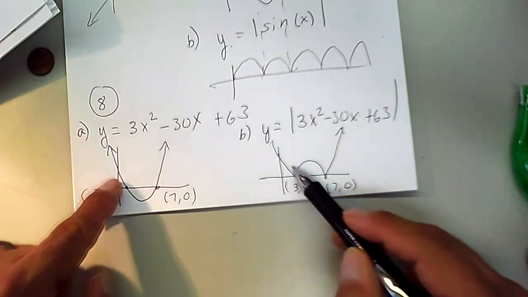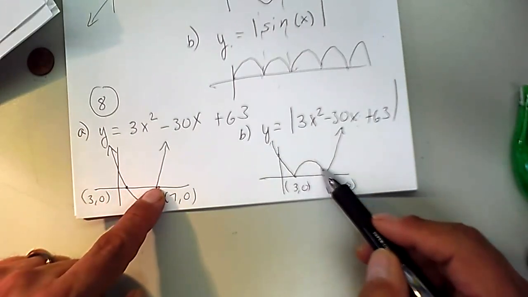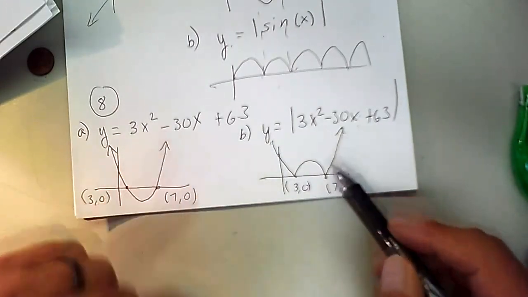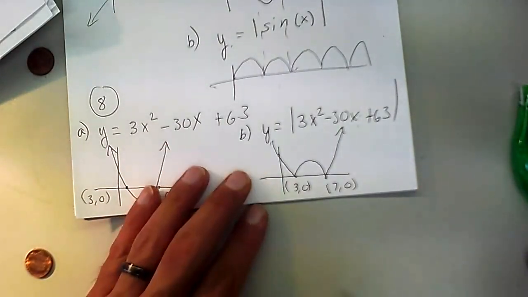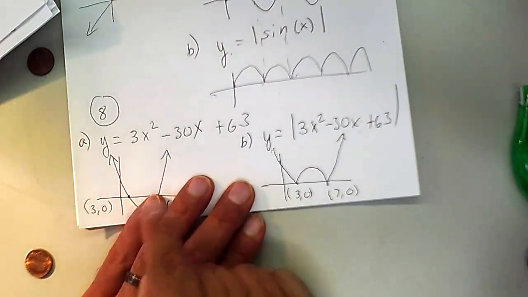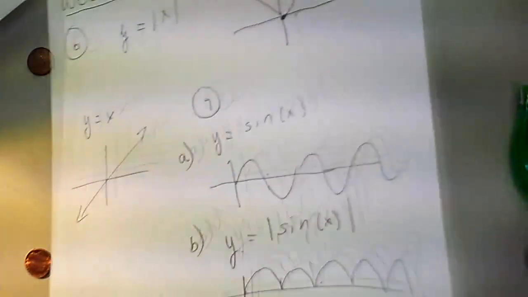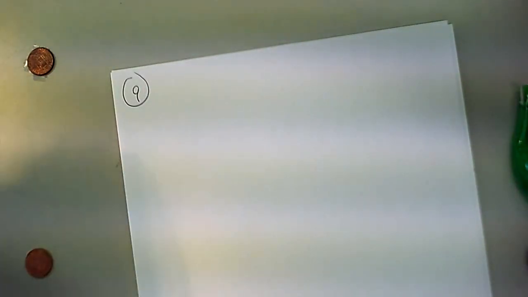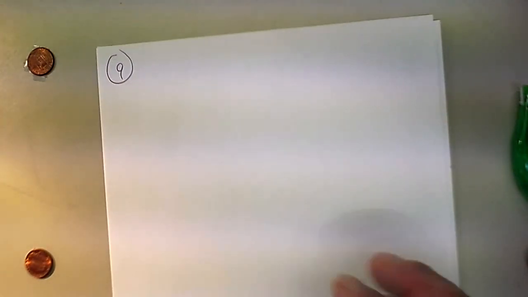So if this is positive, leave it alone. This portion is negative, flip it over, and then keep the positive the same way. So absolute value is not that intimidating once we know that we have to flip things over. It's actually fun. Example 9. So that was the absolute value function. I'm not necessarily going to go through each one of those in that much detail.